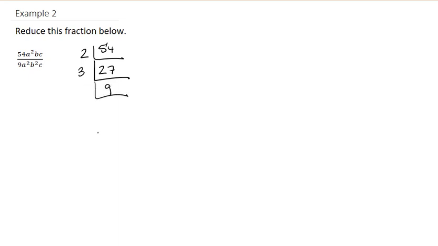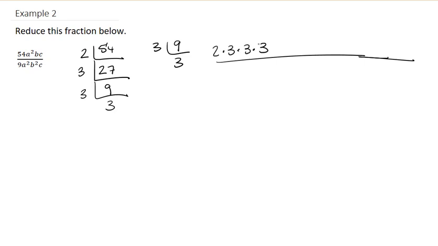Now 9 can be broken down into 3 and 3. So those are the prime numbers of 54. So let's go ahead and rewrite all that out for the numbers. So 54 broken into 2 times 3 times 3 times 3, because we have all these. Then on the bottom we have 3 times 3.